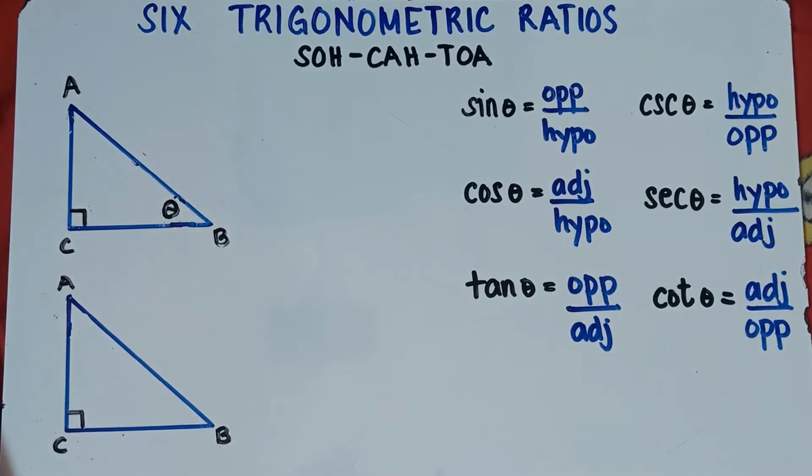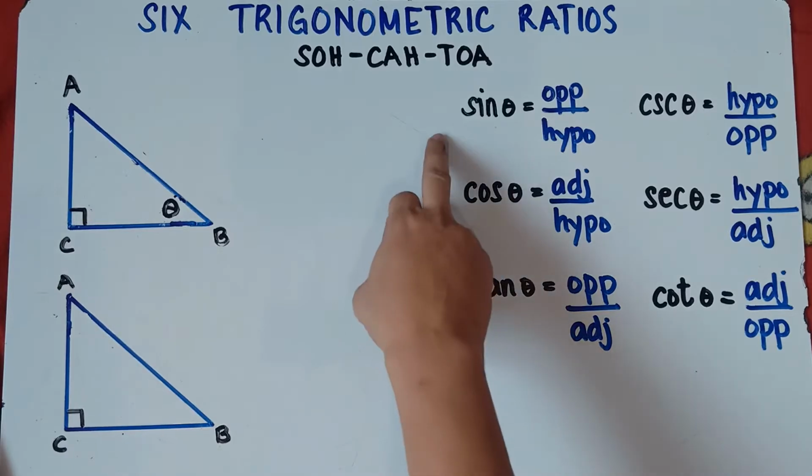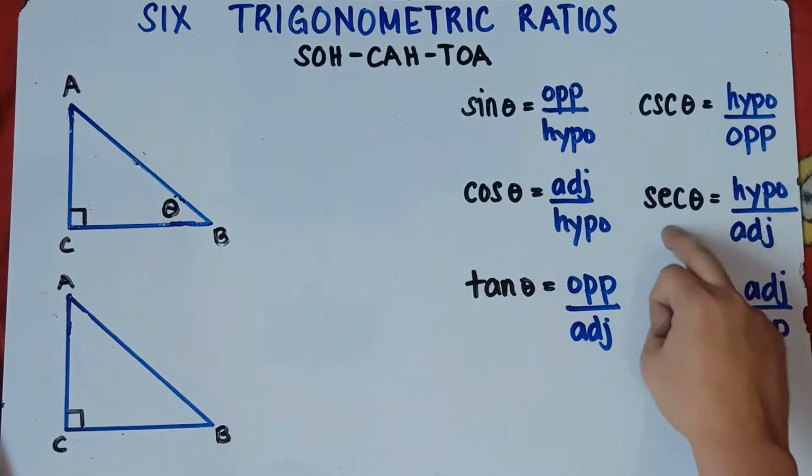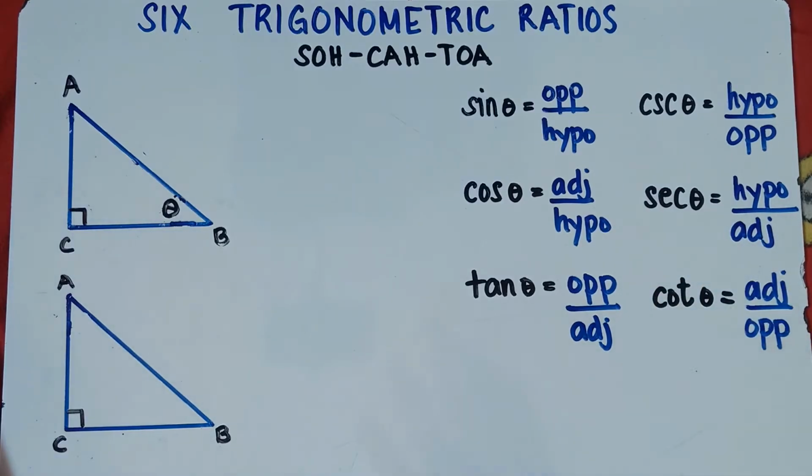Our topic for today's class is all about the 6 trigonometric ratios. So without further ado, let's do this topic. Now these are the 6 trigonometric ratios. We have the sine, the cosine, the tangent, the cosecant, the secant, and the cotangent. Later in class, we'll be explaining these step by step.